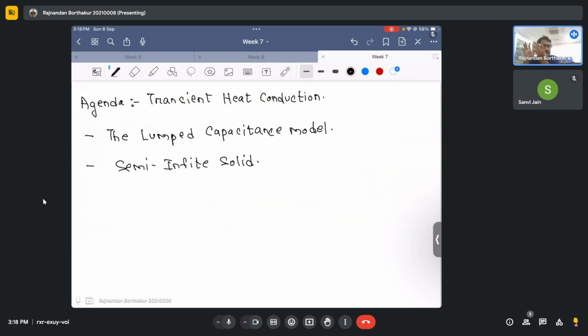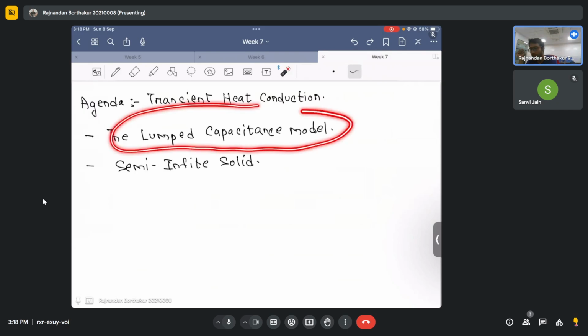But now we'll relax this assumption, and then we'll move into something known as an unsteady problem, or in the language of heat transfer, transient heat conduction. There are many examples in transient heat conduction, but one of the simplest cases, and one of the most important for this course and for your exams, is known as the lumped capacitance model.